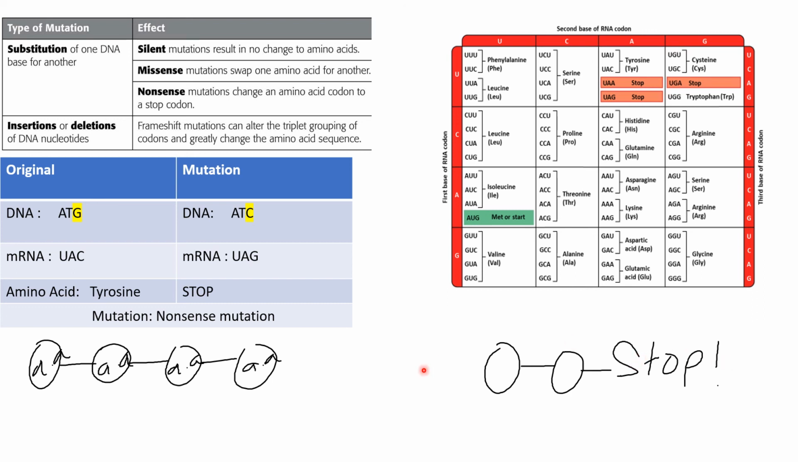And that means that instead of having a chain of 4 amino acids, now you only have a chain of 2 amino acids. Definitely, that's going to be a pretty short sequence compared to your original amino acid sequence, and that's definitely going to change your protein. So when you get a stop type of mutation, we call it a nonsense mutation.